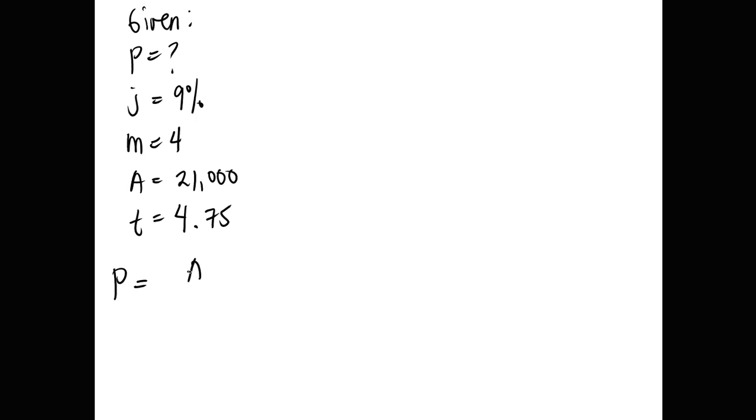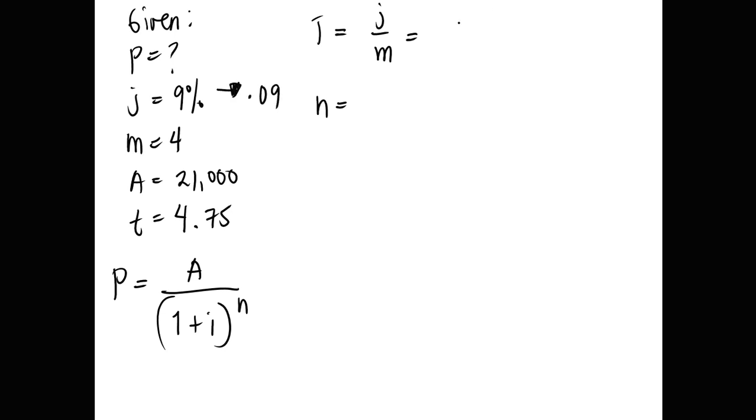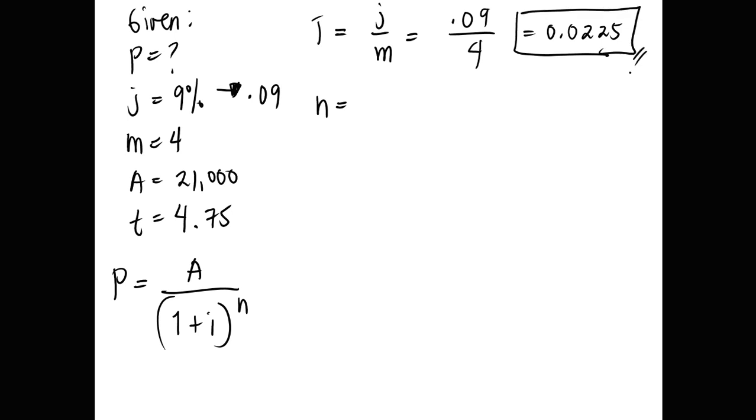And then, let's have the formula for the principal amount. We have the future value divided by 1 plus i raised to n. That is the formula to solve for the principal amount. Since we don't have i and n yet, let's solve for i and n. So, i is j divided by m. That is 9%, so convert it first to decimal. That is 0.09. So, 0.09 divided by 4 is 0.0225. Okay? That will be your i.